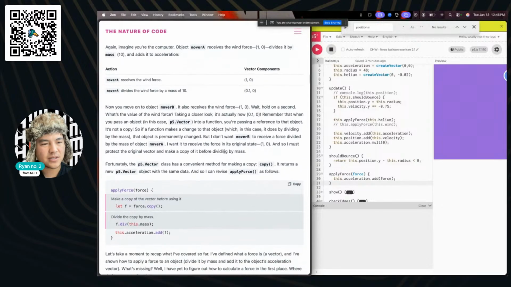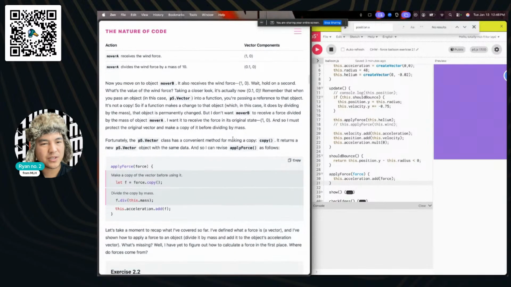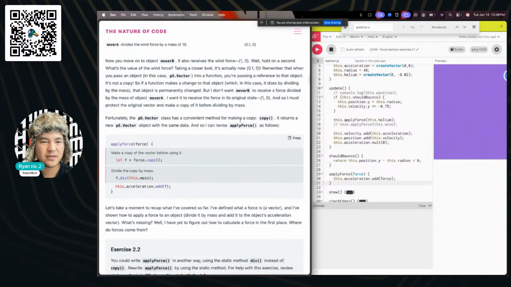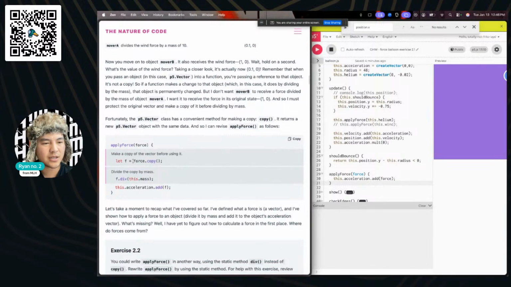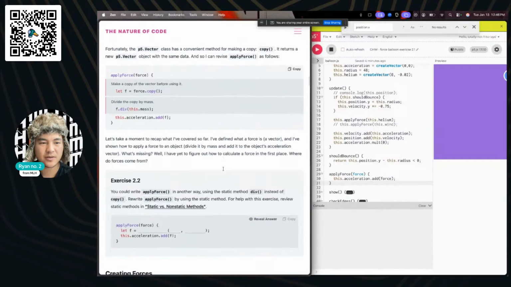So let's see. In this case, we just need to find a way to protect the original vector and make a copy of it before dividing the mass. That makes sense. So we have a convenient way of copying vectors. Force.copy. So when we apply the force to a different vector, we just need to make sure that we copy it and then divide it by that. Okay, that makes sense.